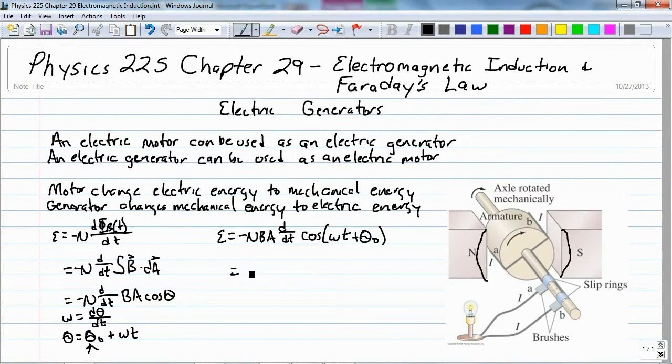And that just gives us, the negative sign goes away because of the derivative of the cosine, NBA omega sine of omega t plus theta naught. And you notice that N is a constant. It's hard to change the windings once you've created the motor. B is a constant because it's due to the magnets inside. A is a constant because of the way the windings are built. And the only thing that can change is omega.